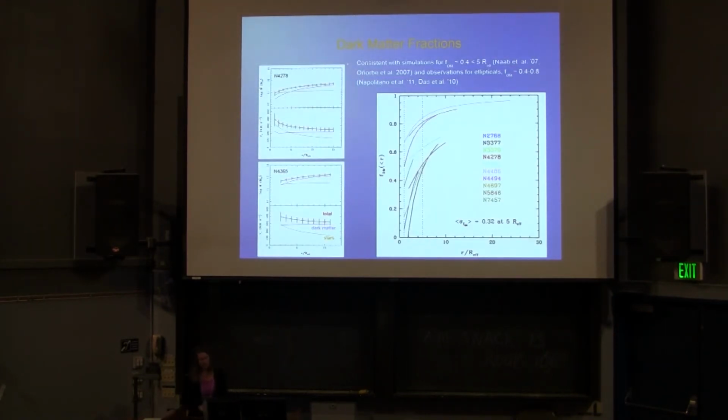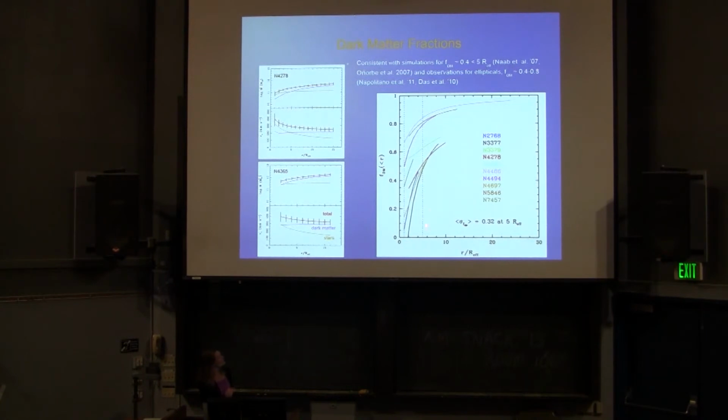And lastly, one thing that we can do once we have our total mass density, or our total masses that we get from our models, is to decompose them into both stars and dark matter. I show you examples for 2 galaxies, NGC 4278 and 4365, represented as mass and circular velocity. With this decomposition, we can then look at the dark matter fractions within these galaxies as a function of radius.